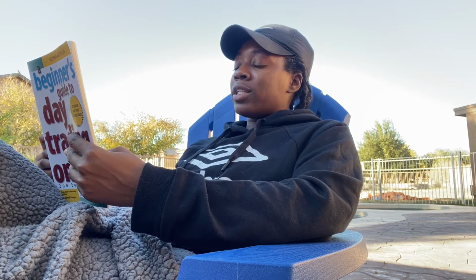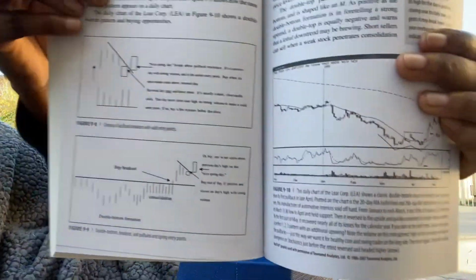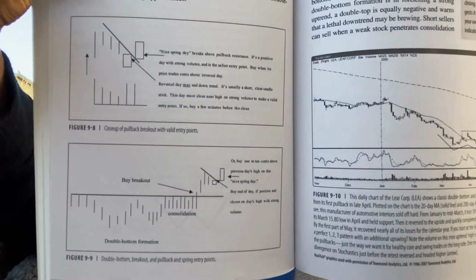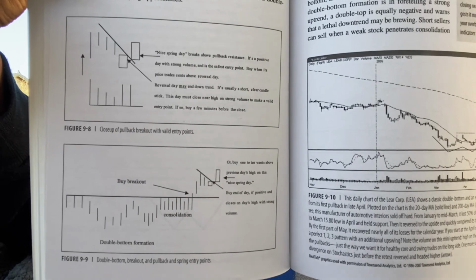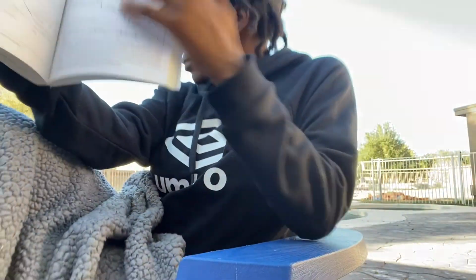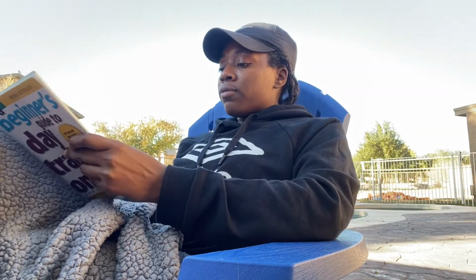The daily chart on Lear Corporation, or LEA in the stock market, shows a double bottom pattern and then buying opportunities. So let me show you the diagram here. This page right here. Feel free to pause that and study that if you need to.